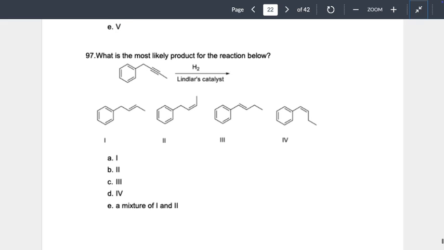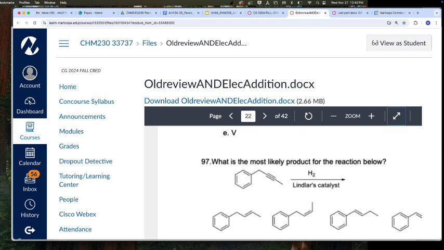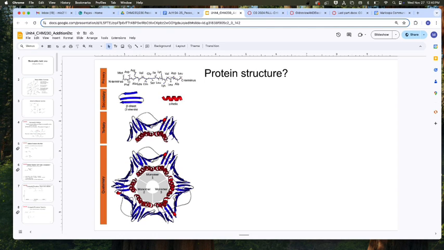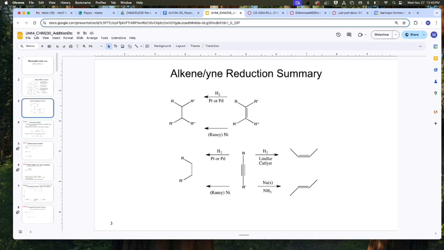Oh, just A2. And this is where you've got to be careful. It's not just H2. It is H2, but it's also with Lindlar's catalyst. And Lindlar's catalyst is in the list. I can pull up the slide to show you where it is. It is slide 3.